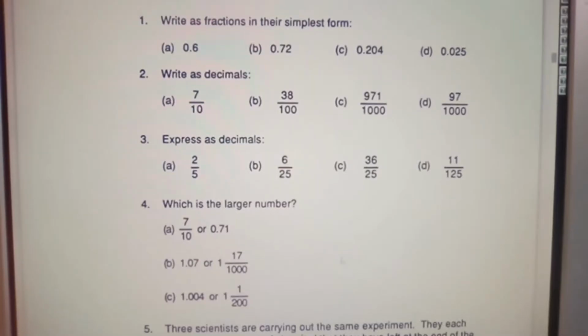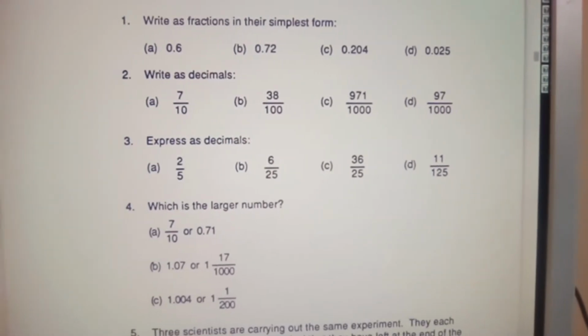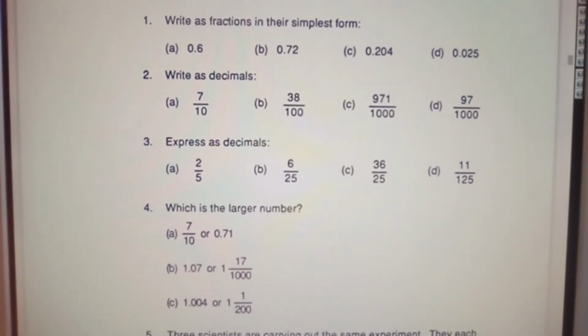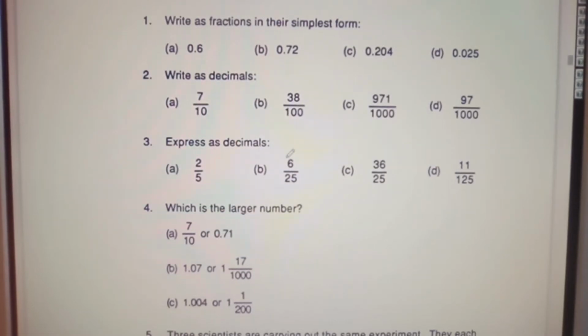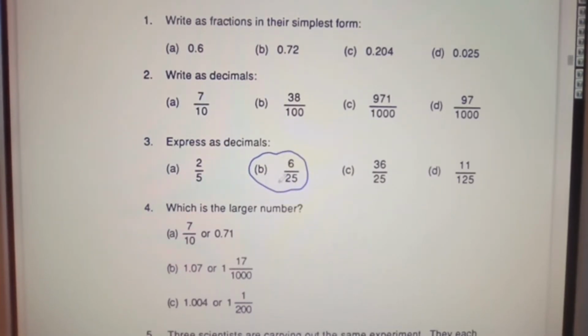Okay, let's have a look and see where we go from here. Firstly, let me get my pen because we're going to do 6/25. This is the one we're going to do. I'm going to use a bright color today. This is what we're going to be working on today: 6/25 expressed as decimals.